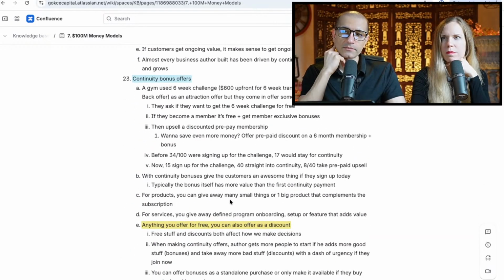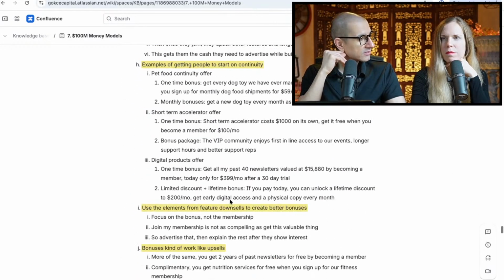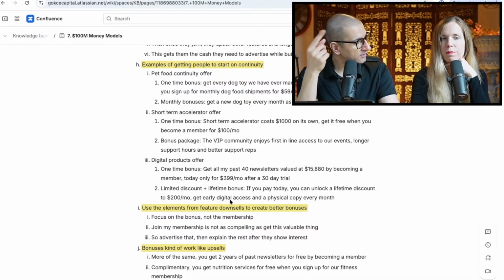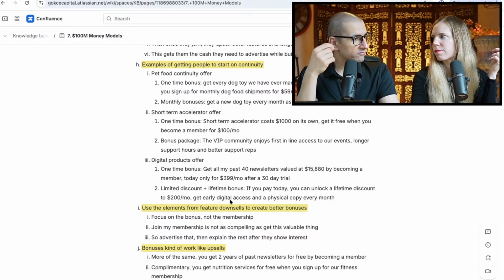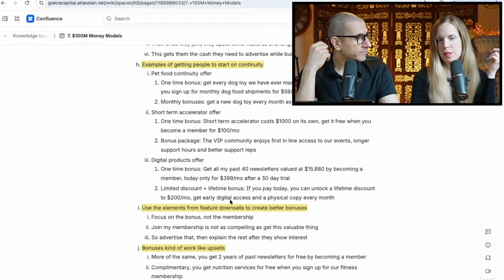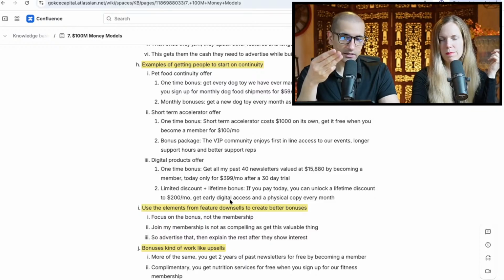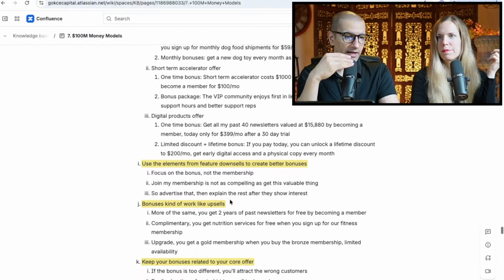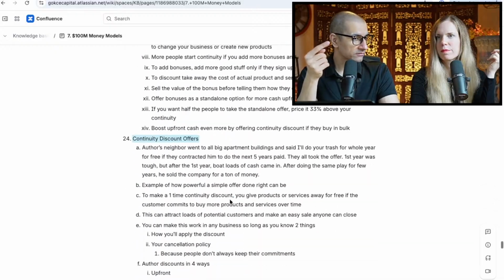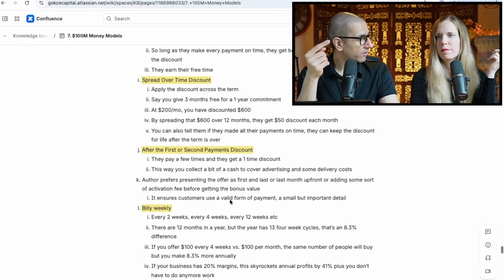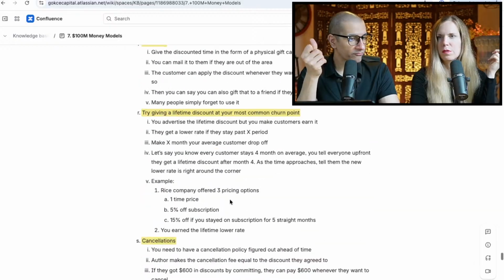So far, we have covered what a money model is. We have covered attraction offers, five types of attraction offers. We have covered upsells, 4 types of upsells. We covered 3 types of downsells. And right now we're looking at the first kind of continuity offer, which is offering a bonus, right?